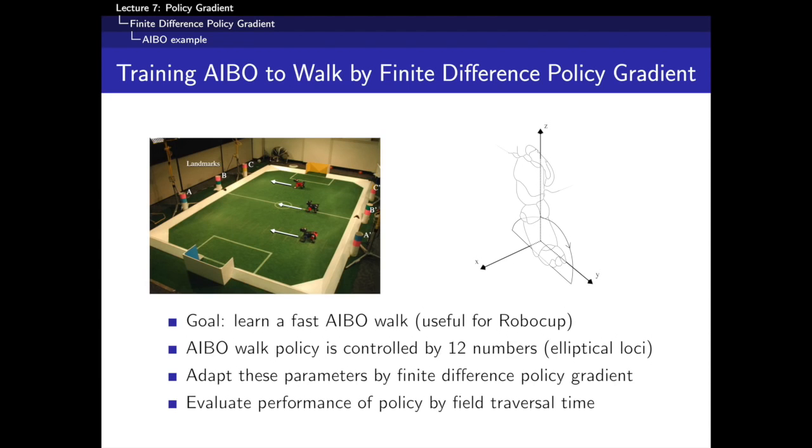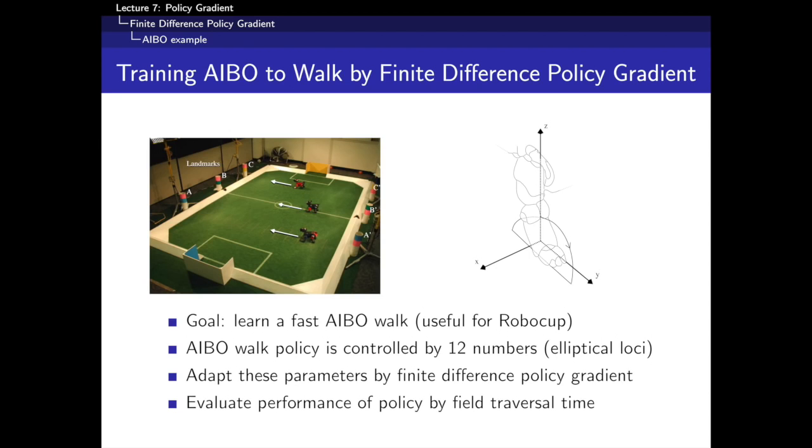And so it's become an interesting machine learning challenge to make the gait more efficient and make it run faster. The gait is basically controlled by 12 different real numbers, which are sort of shown in this diagram here. It doesn't really matter what they are. But the goal is to adapt these parameters now. And the first people to do this, Peter Stone et al., did it by finite difference policy gradient, just like we just described in the last slide.